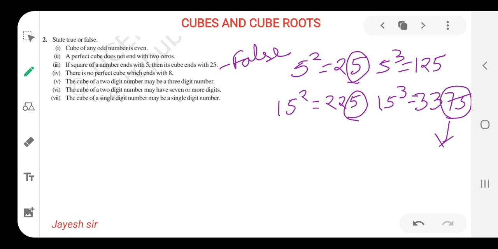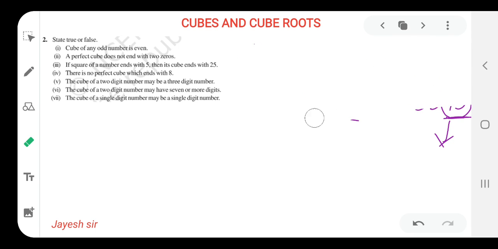I hope you all might be getting it, because in the last two digits we are not obtaining 25 in both the results. In 5 cube we are obtaining 25, but in 15 cube we are obtaining 75. That's why the statement given over here is false. I hope you all might be able to understand it properly. Now let us begin with the next sum.